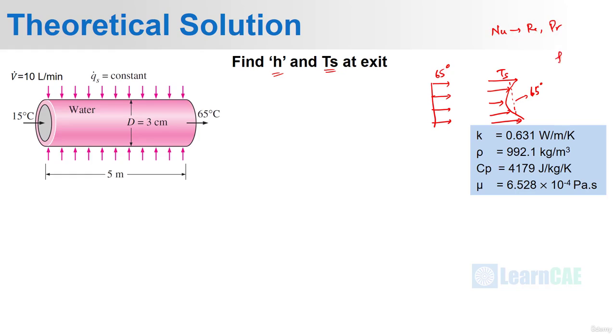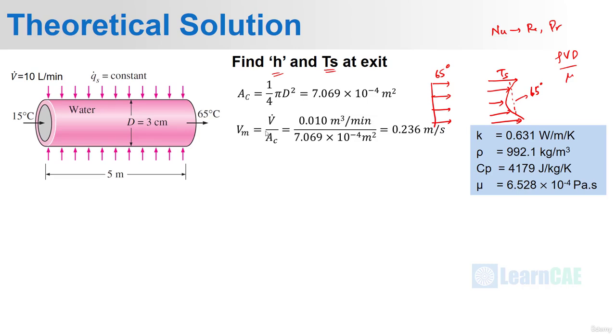We know that the Reynolds number is given by rho v d by mu, for which we need to know the velocity and diameter. The diameter is given here. We have to find out the velocity. We know that the cross-section area Ac is given by pi d square by 4, which is equal to 7.069 into 10 power minus 4 meter square. Next, we have to calculate the mean velocity. The mean velocity is given by volume flow rate divided by cross-section area. Volume flow rate is 10 liter per minute or 0.01 meter cube per minute. So dividing by the cross-section area, we get the mean velocity as 0.236 meter per second.